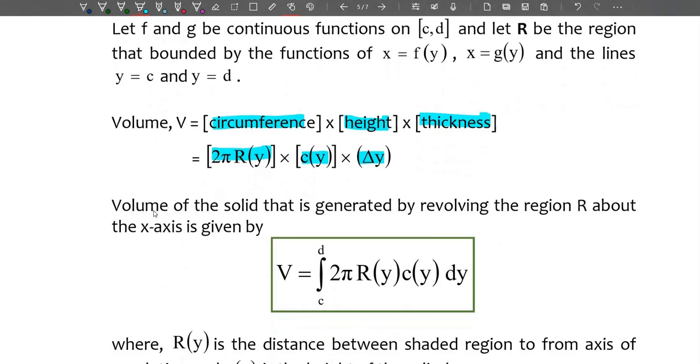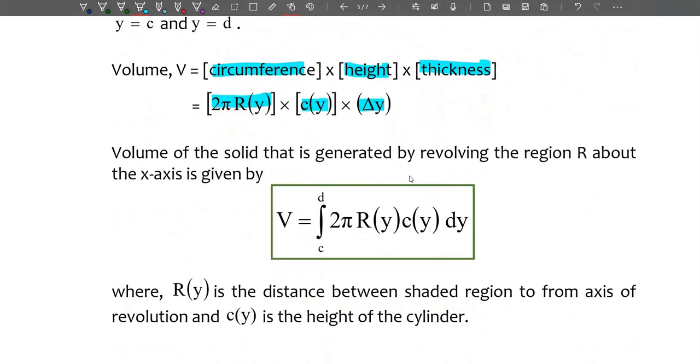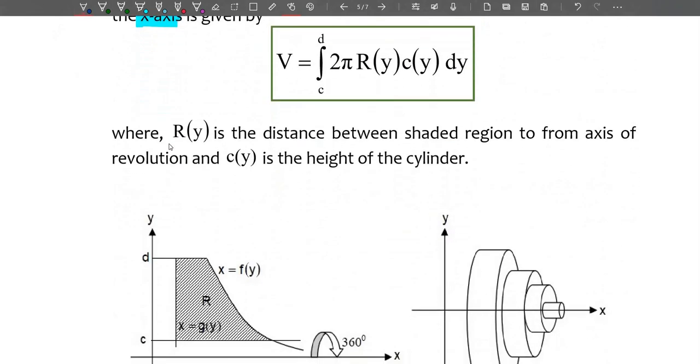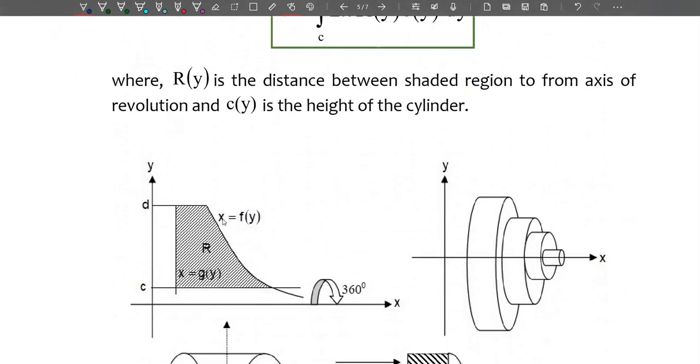Hence, the volume of the solid generated by revolving the region R about the x-axis or the line y equal to a is given by V equal to the integral from c to d of 2 pi r(y) c(y) with respect to y, where r here is the distance between the shaded region and the axis of revolution. That means here is the axis of revolution. As you can see, this is the axis of revolution.